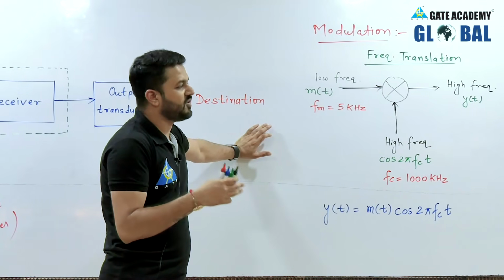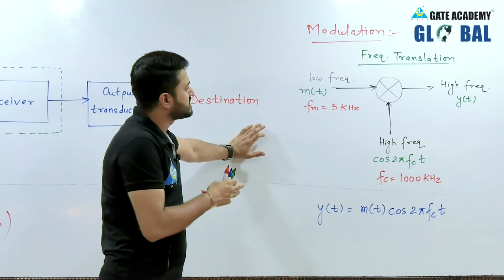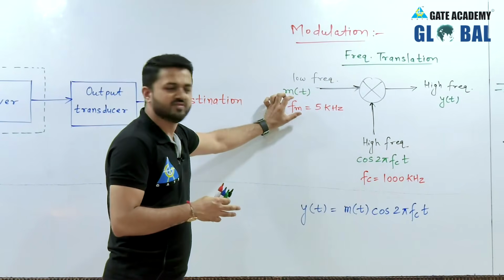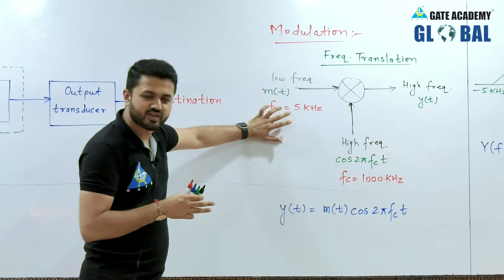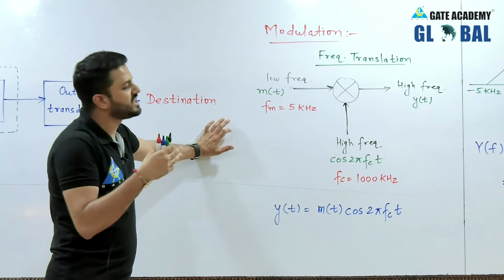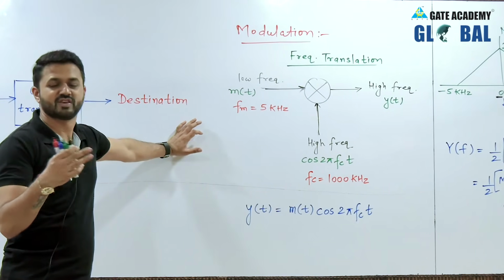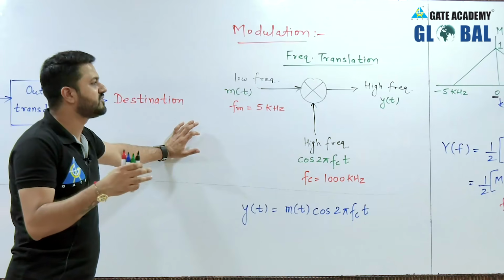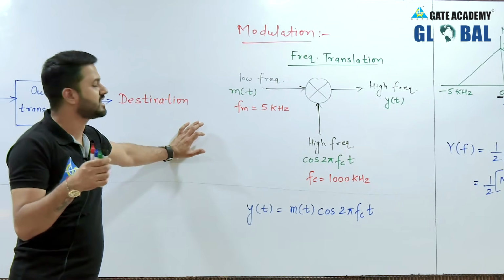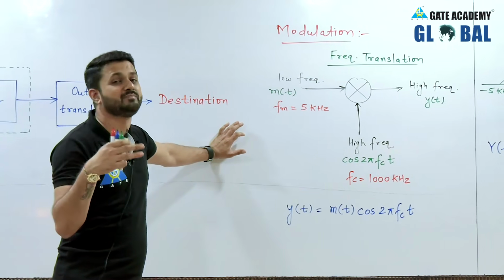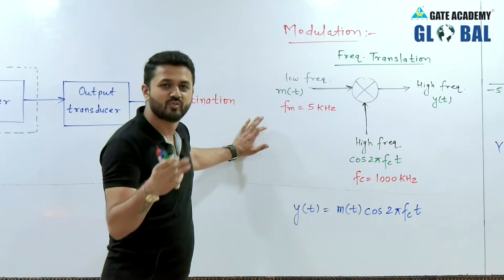So, why are we performing this modulation? Because this message signal has low frequency, so can we transmit it through the antenna directly? Then why are we performing the frequency translation process? Next we have to see what the basic idea behind this modulation is, what the basic need behind the modulation is.